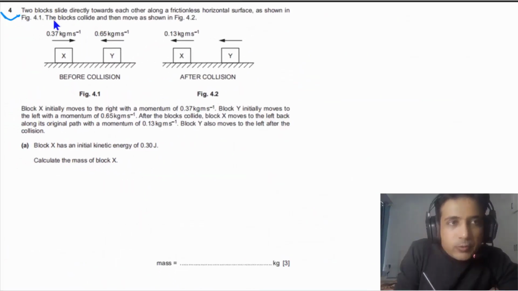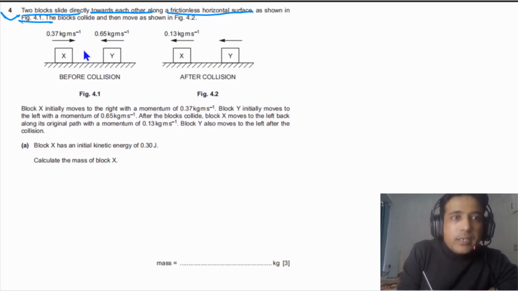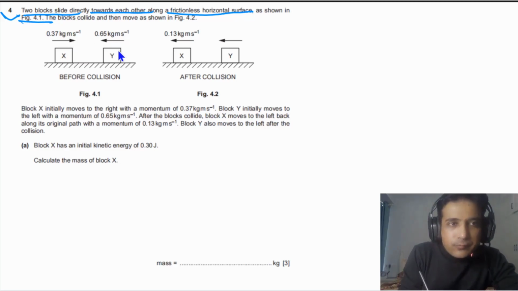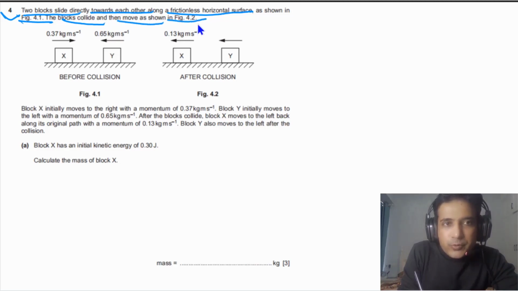For question number 4, it is given that two blocks slide directly towards each other along a frictionless horizontal surface as shown in figure 4.1. These two blocks are sliding towards each other and the surface is frictionless. The blocks collide and then move as shown in figure 4.2. We can see in figure 4.2, block X starts moving backwards to the left and block Y continues moving to the left, and the momentums are given to us.